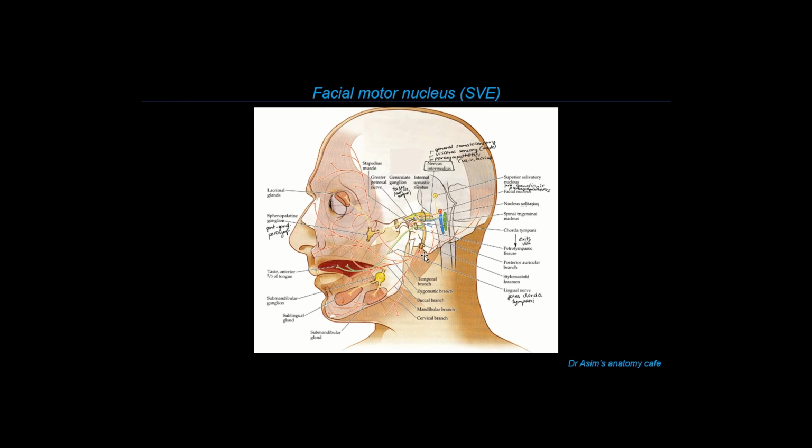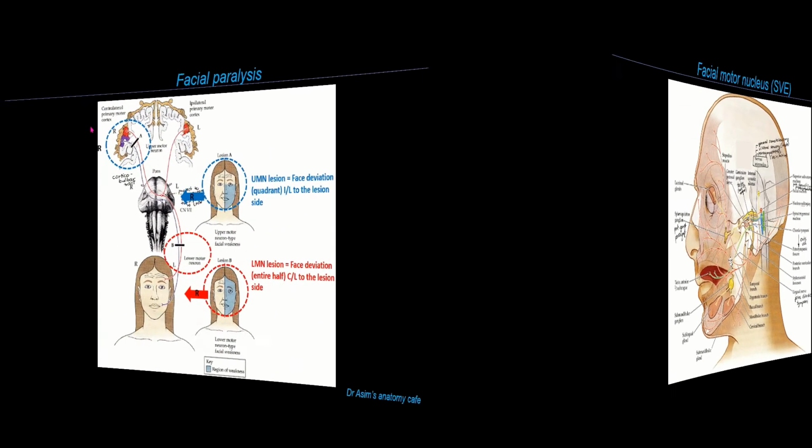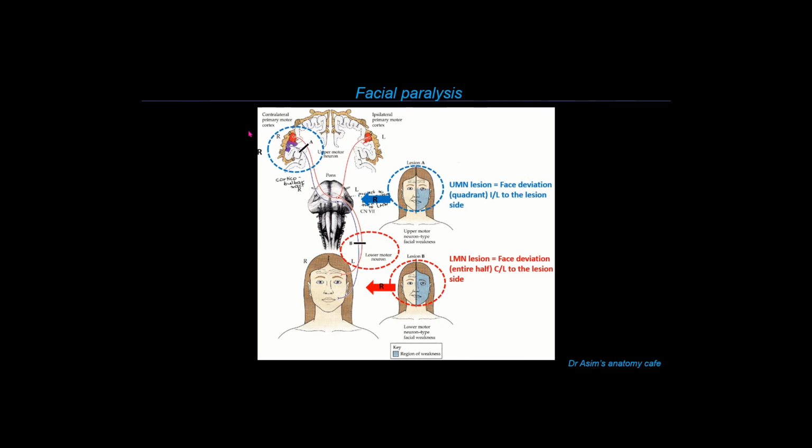The fibers then exit the facial canal and travel through the distal branches of the facial nerve to innervate the muscles such as the muscles of facial expression, the posterior belly of occipitofrontalis, stylohyoid, posterior belly of digastric, and the posterior auricular muscles. Now, this is a very important illustration to understand the facial nerve palsy.